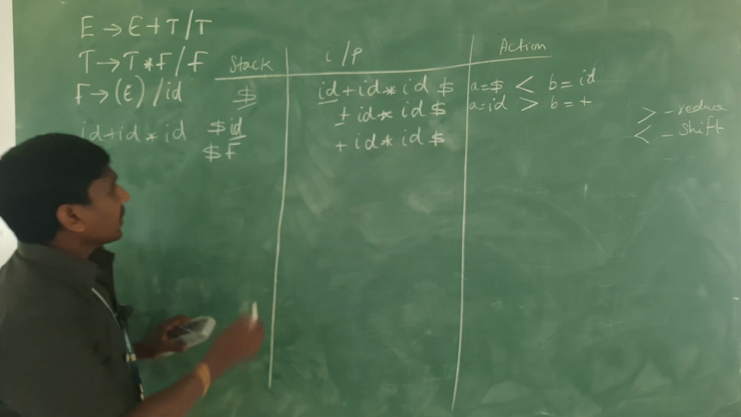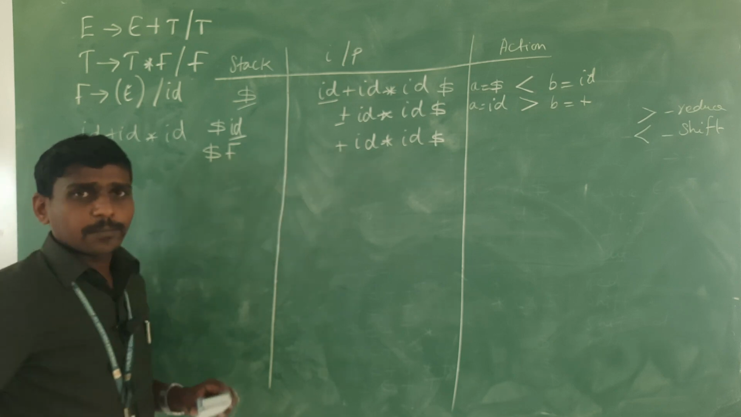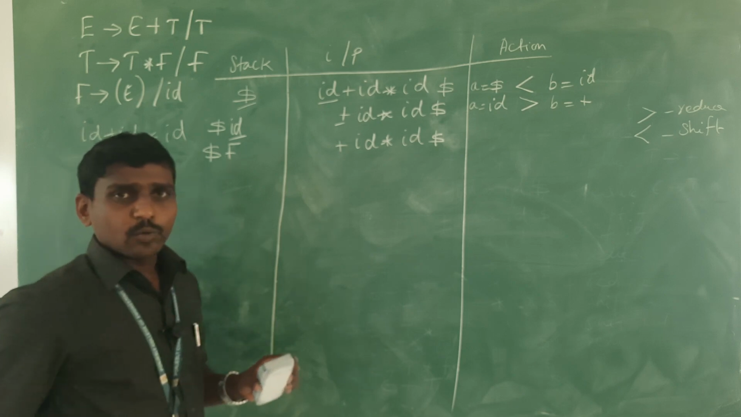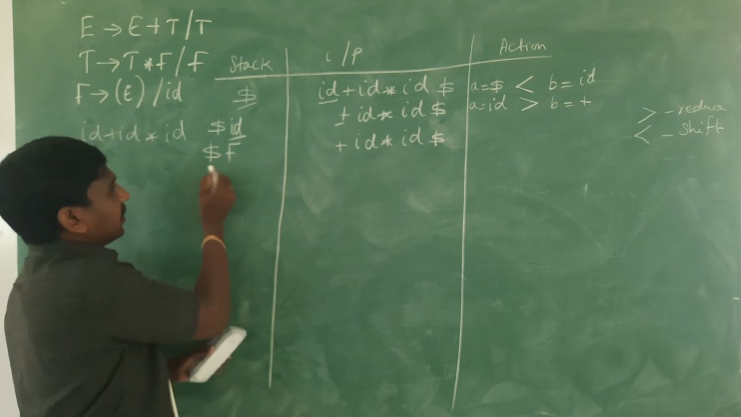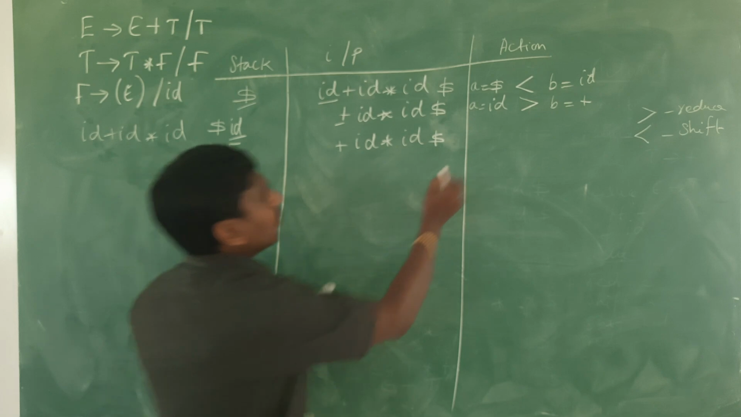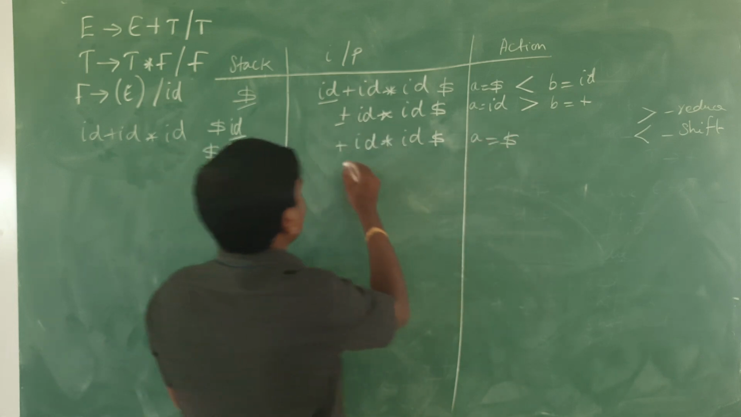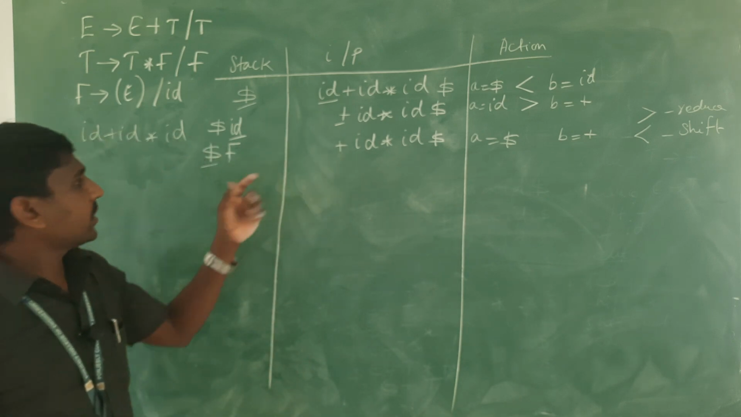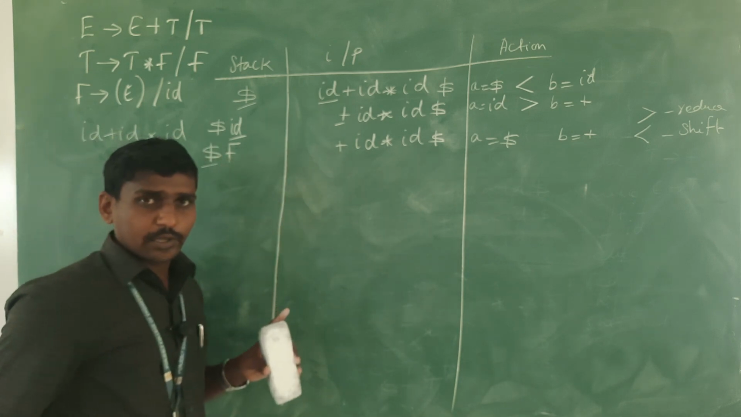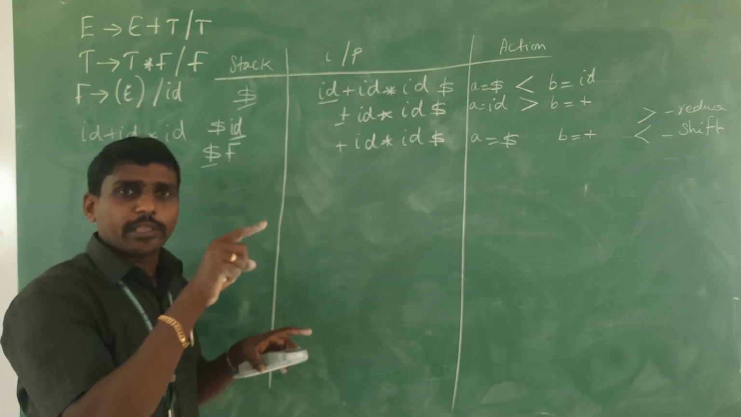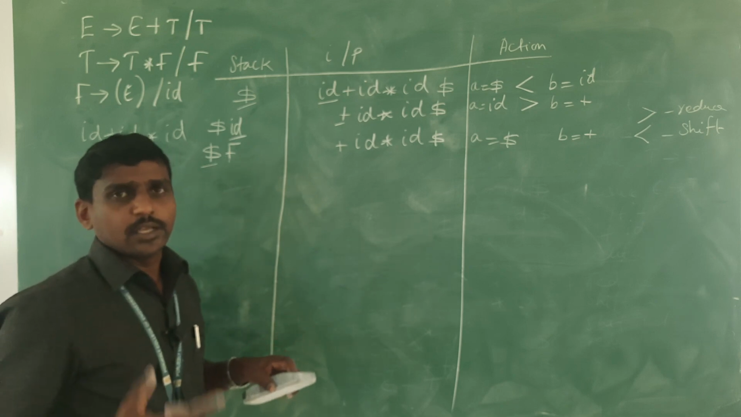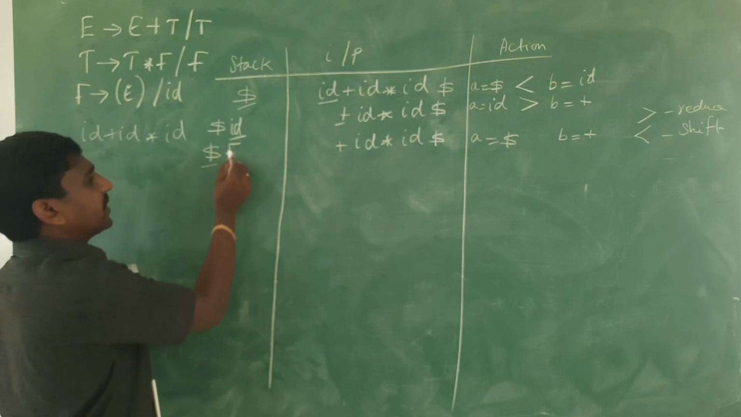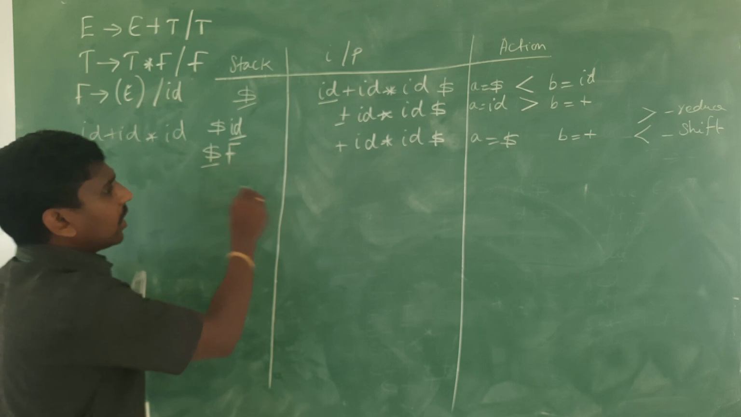Listen very carefully, we cannot check f and plus, we check only with the terminal symbol. Then what is a? A is previously what we have, dollar. So a equal to dollar, b equal to plus. Once again, we cannot check f and plus, because in a precedence table there is no variable, only terminals. So we have to check dollar and plus.